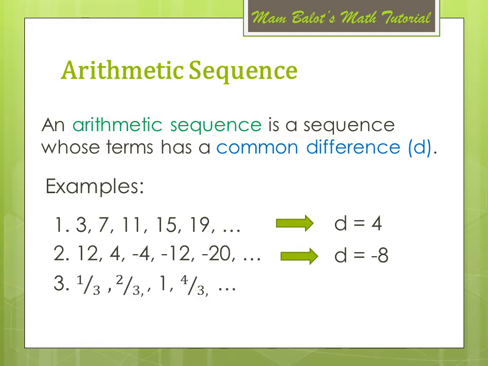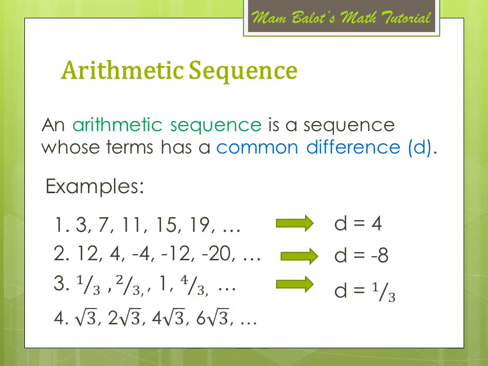The third example is 1 third, 2 thirds, 1, 4 thirds, and so on. As you can see, we are adding 1 third to each term to get to the next term. So, therefore, d is equal to 1 third.